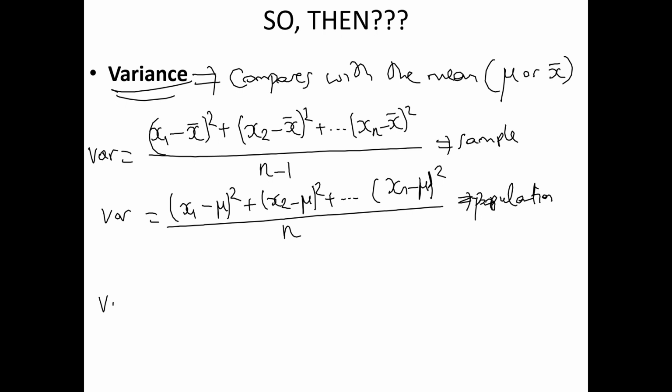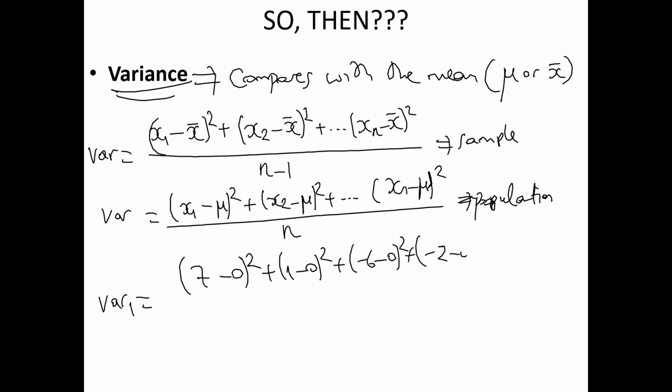So if we come back to our examples that compare 7, 1, -6, -2, let's just check it. I will have variance 1. It will be 7 minus the average, which is 0, squared, plus 1 minus average squared, plus -6 minus the average squared, plus -2 minus the average squared. Then divided by count 4. So 49, 1, 36, 4, and that is 90 divided by 4. Sorry, it says sample, so I'll use 4 minus 1, so it will be 3.